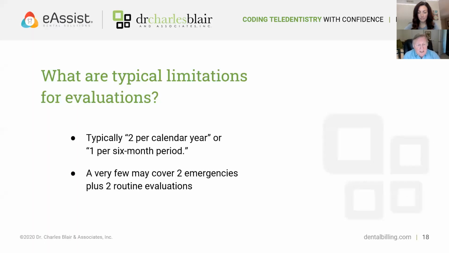Now, what are the typical limitations for evaluations? Do insurance companies pay? What if Ms. Jones comes into my office for 10 emergency visits? Is insurance going to pay for that? No. Could I charge her for 10 visits? Yes. But insurance typically has limitations. The most common is the payer says, we'll pay 2 evaluations per calendar year or 1 evaluation per 6 months. A very few plans may cover 2 emergencies plus the 2 routine checkups. So a few plans would pay beyond the typical limitation of 2 per year.